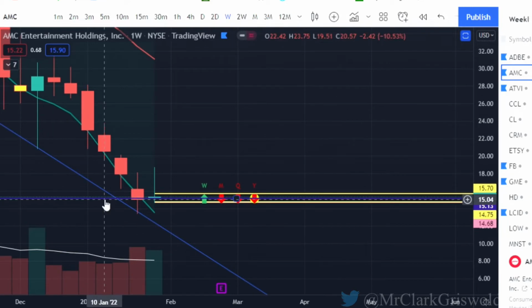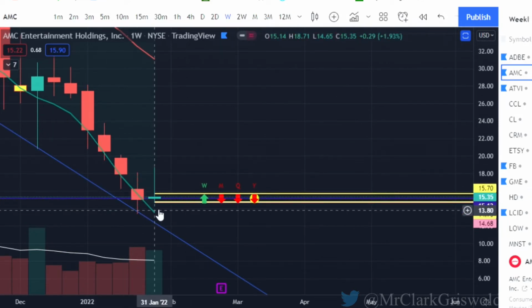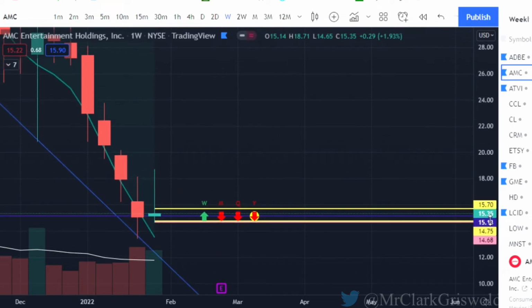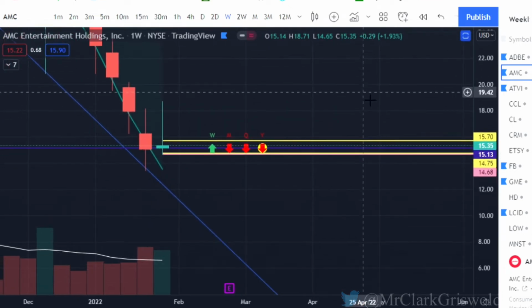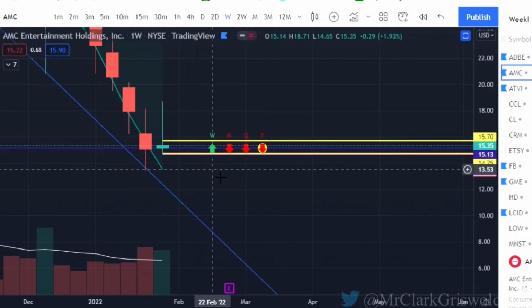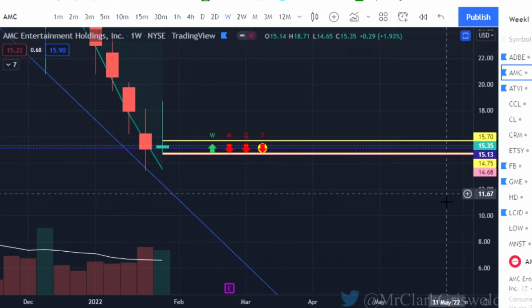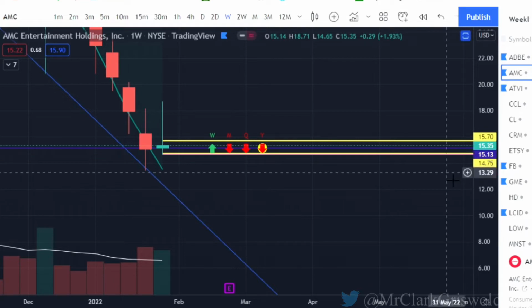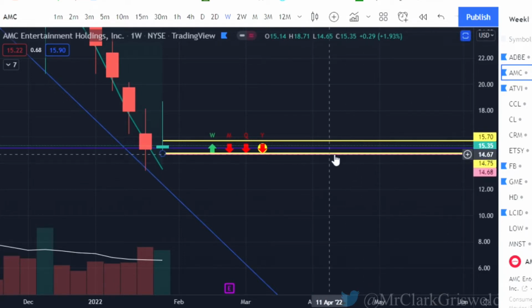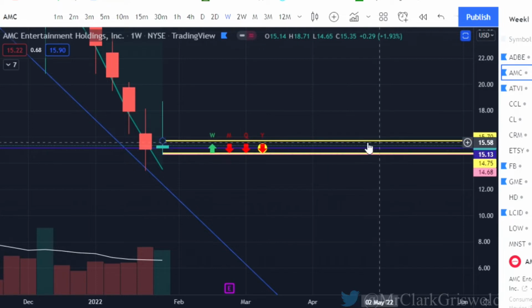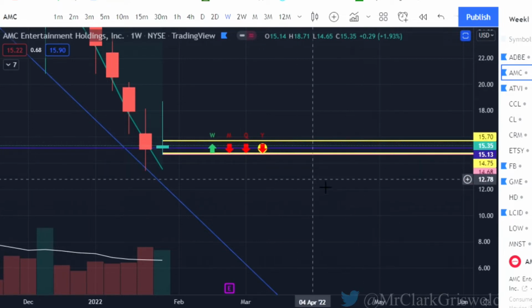AMC, we had a 2 down, 2 up. And we do have this little shooter here. So I'm looking for a possible continuation down on a reversal. So we would be looking at this yellow marker here at 1475, or sorry, the pink marker, 1468. We'd be taking puts on AMC.